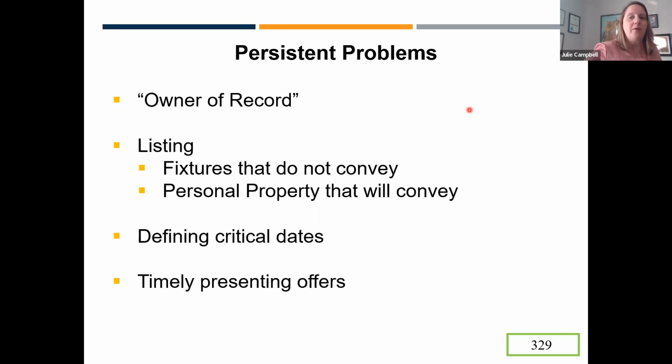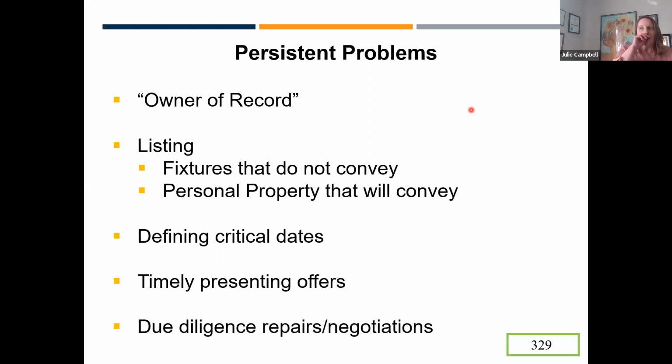The other persistent problem the commission sees that we've already talked about is how we handle the due diligence request and agreement. Remember yesterday, we discussed this. The repairs have to be agreed on in writing and signed by 5 p.m. of our due diligence date. The repairs themselves don't have to be complete until prior to settlement or whatever other arrangements the parties agree to.